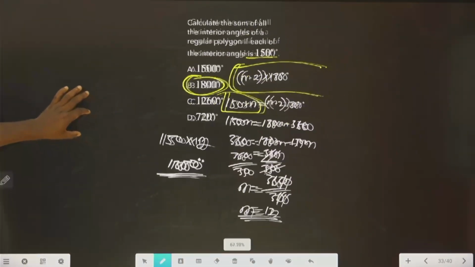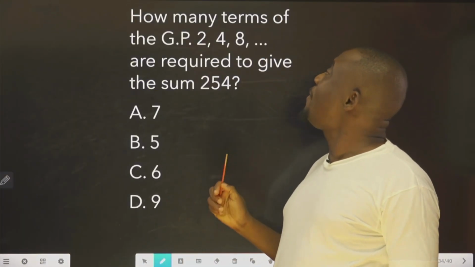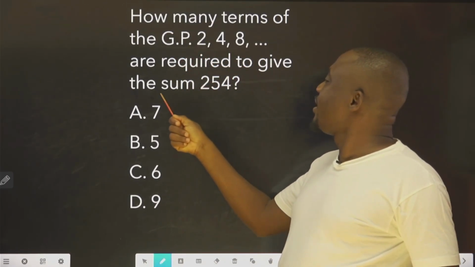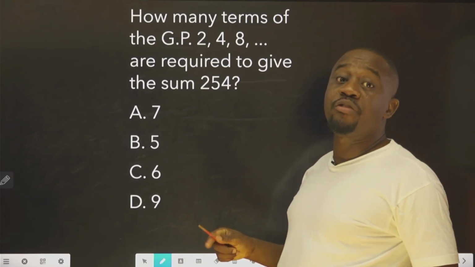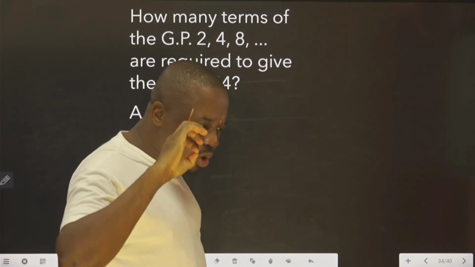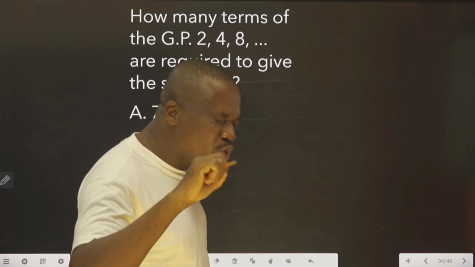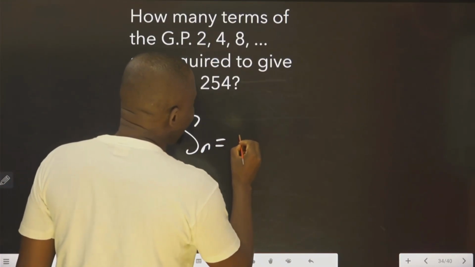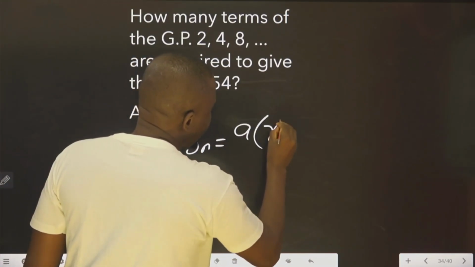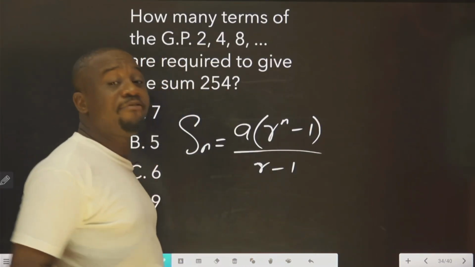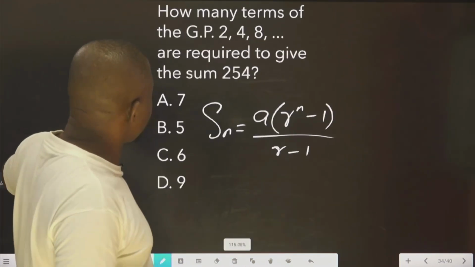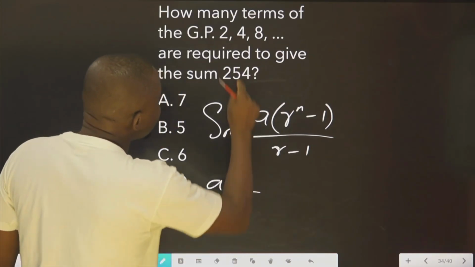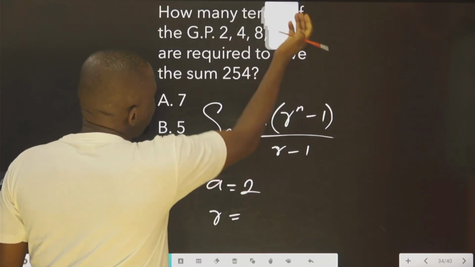Okay? Let's look at this question. It says, how many terms of the GP, that is this, are required to give the sum of 254? The sum of 254, that is telling you that what? Geometric progression, and the formula to calculate the sum is needed. All we need to do, we know that this is the formula for the sum of terms for a geometric progression. a is the first term, which is 2. The common ratio is this divided by this, which is 2, or this divided by this, which is also 2.